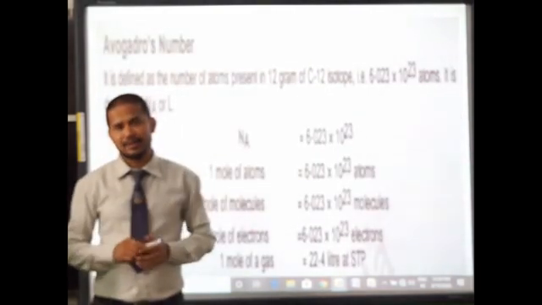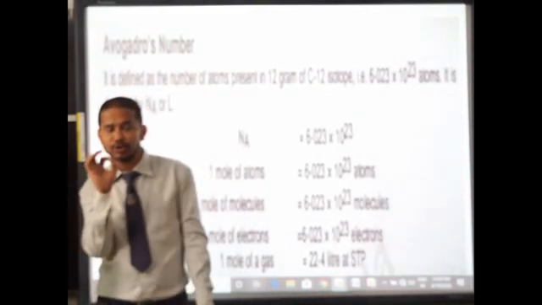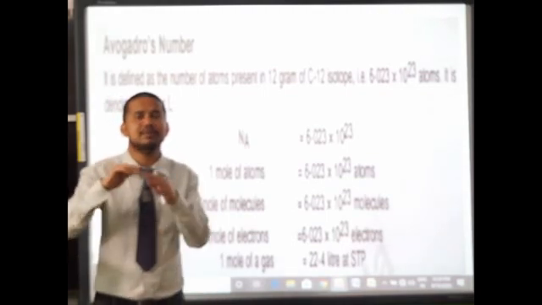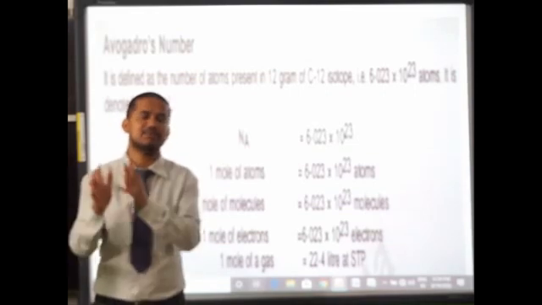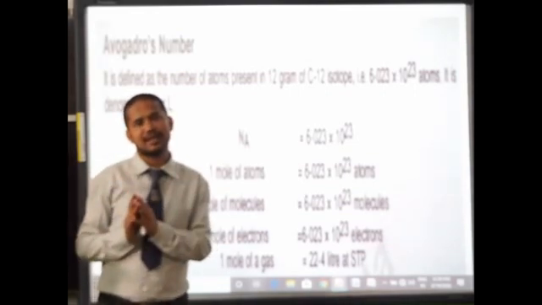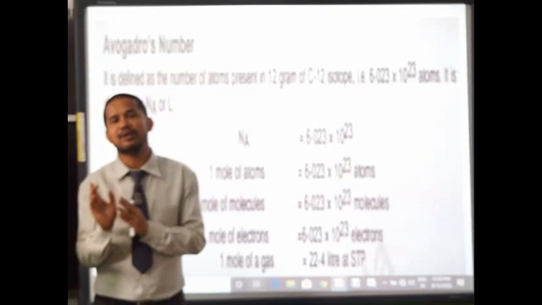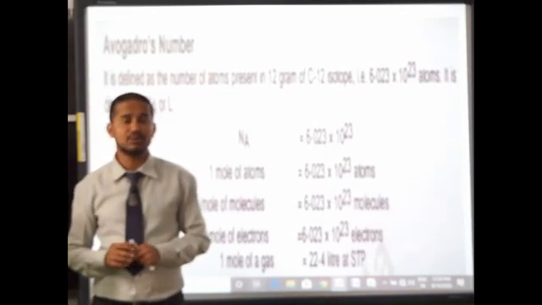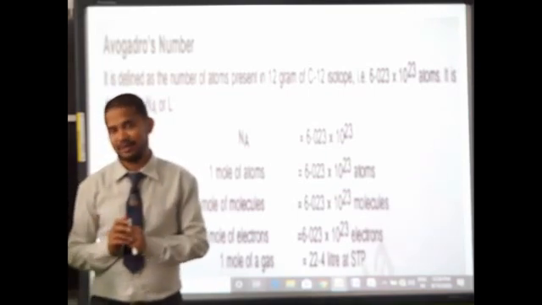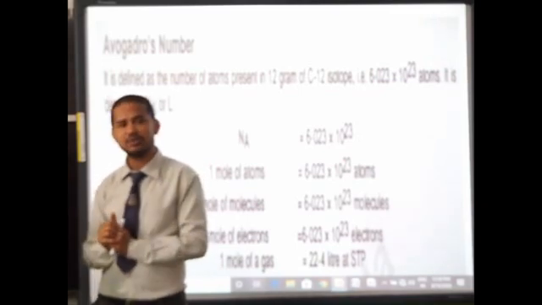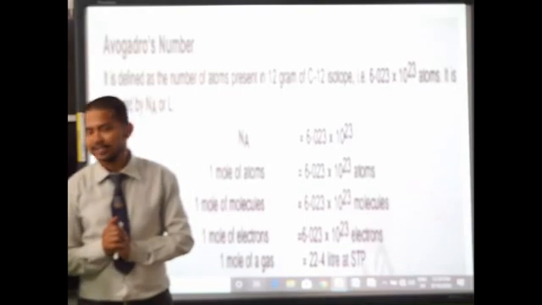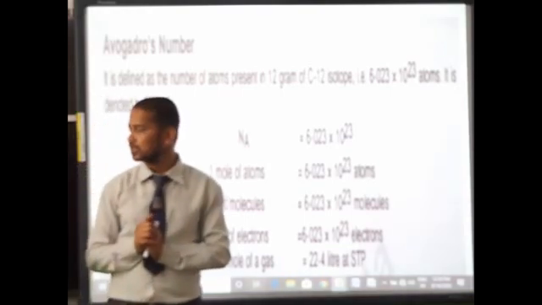Then see, this 6.022 into 10 to the power 23, every time you can't say it. It takes time to tell. So for that they gave it Avogadro's number. It is defined as the number of atoms present in 12 gram of carbon 12 isotope, that is 6.022 into 10 to the power 23 atoms.